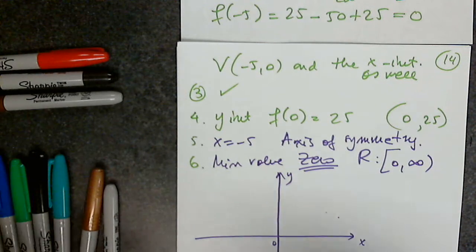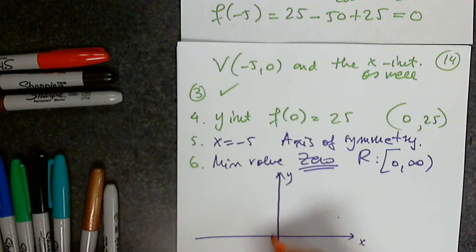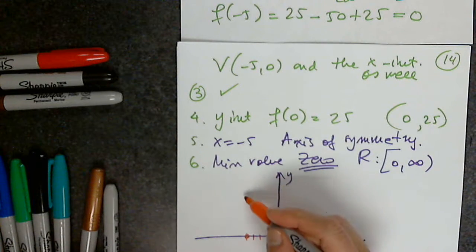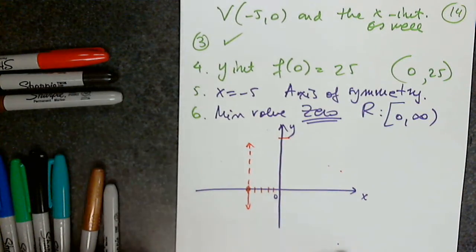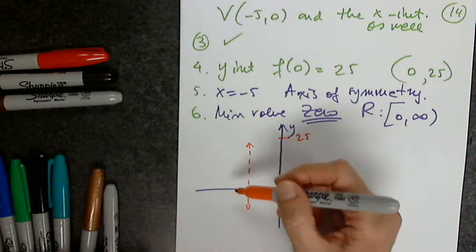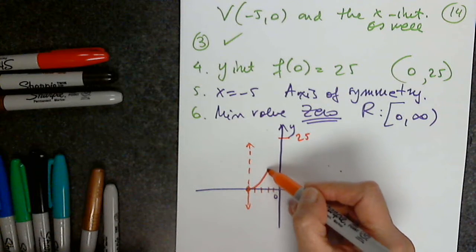I'm going to fake 25. So 1, 2, 3, 4, 5. Here's the axis of symmetry. And with your permission, I'm going to say that this is 25. It's not. So I'm going to graph it.